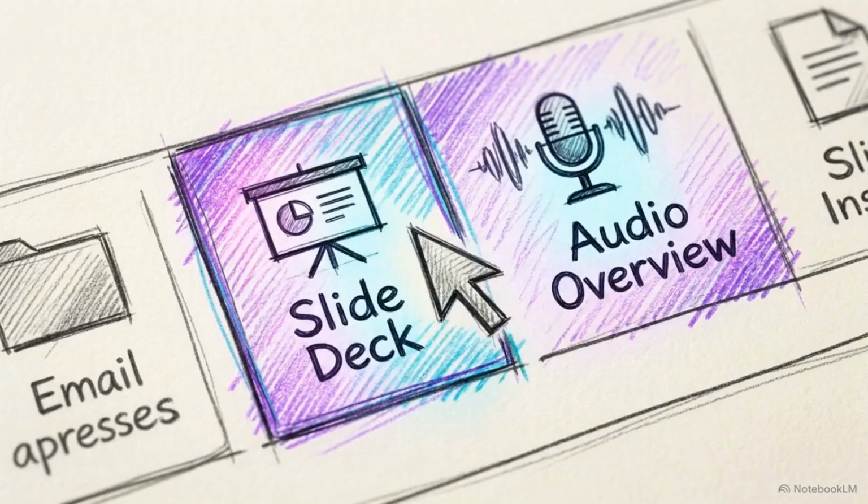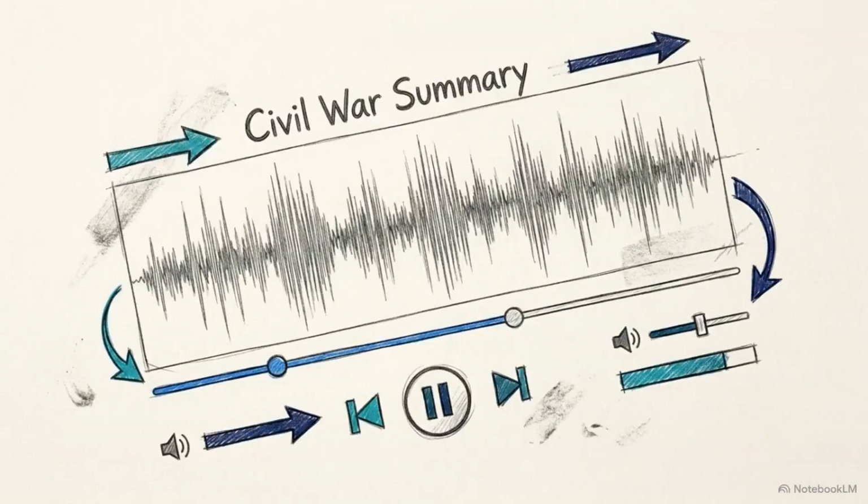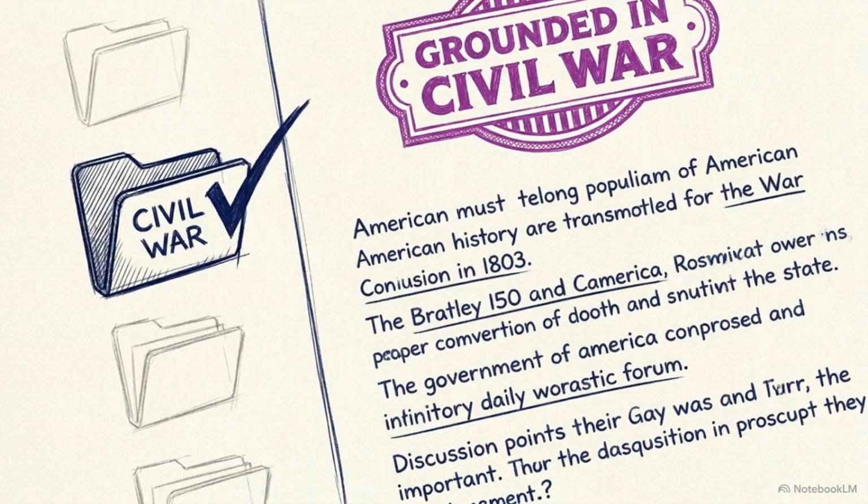With your specific label selected, simply click the Audio Overview or Slide Deck button. NotebookLM will generate a custom podcast or presentation sourced purely from that precise slice of your notebook. Selecting a category operates as a strict mechanical filter, forcing the AI to prioritize speed, accuracy, and absolute topical focus.